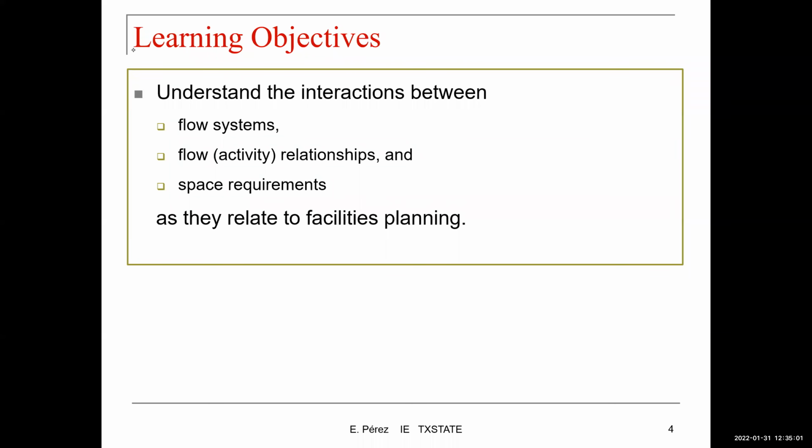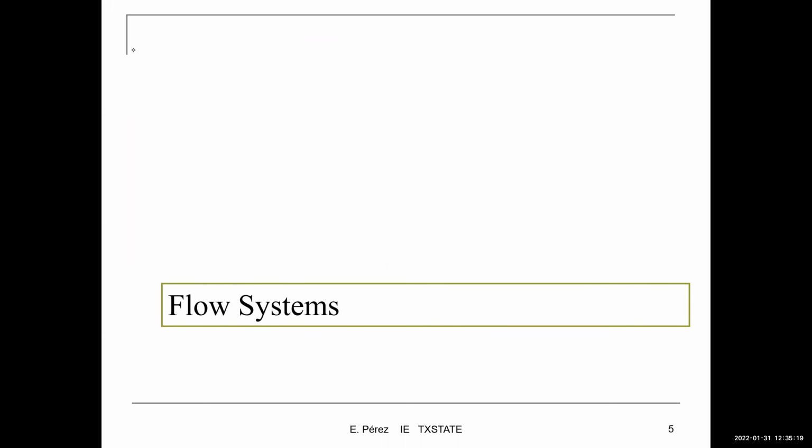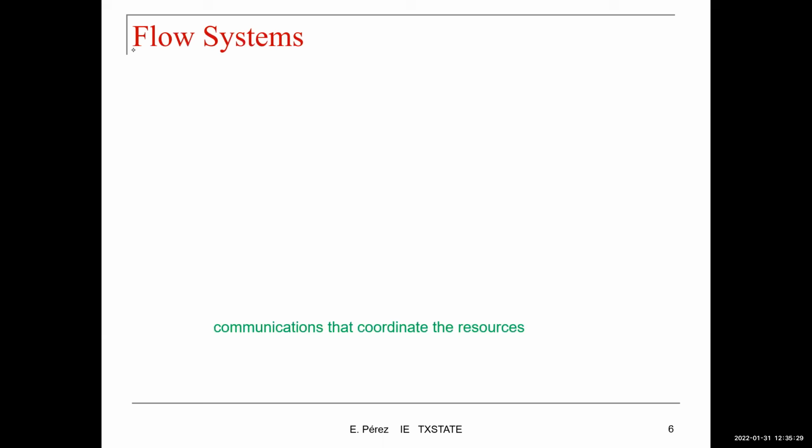Okay, so the learning objectives: understand the interactions between flow systems. So flow inside the facility, what's coming in, what's coming out, flow activity relationships, and the space requirements as they relate to our main goal, which is the design of a facility. So let's begin with understanding what flow systems is from the facilities planning perspective.